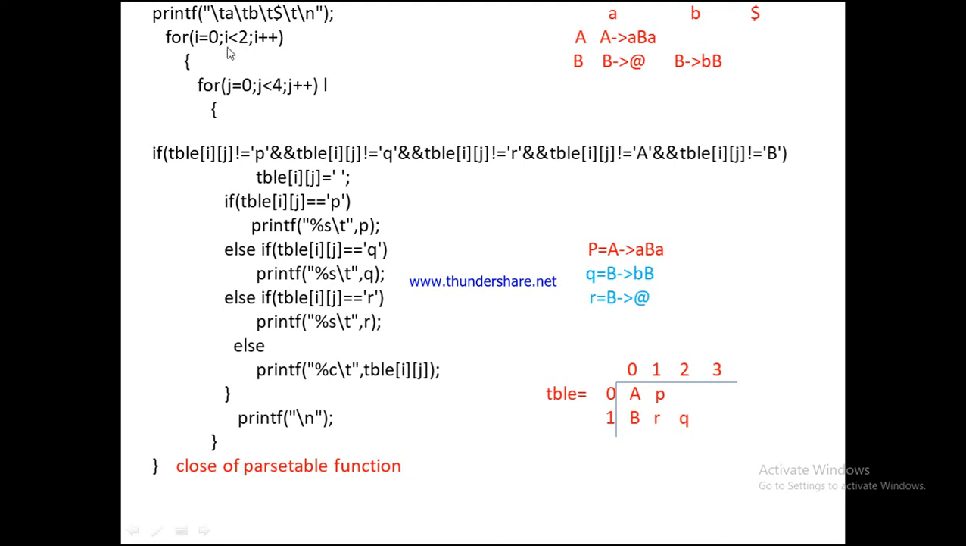Now the i value will become 1 because further increment of j will be false. Therefore this will become 1 2. Now 2 is less than 2, false. So we will come out of this. That is the close of this particular function. So in this entire function, which function? The parse table function, we are constructing this particular table. That's it we are doing. Okay. Thank you.